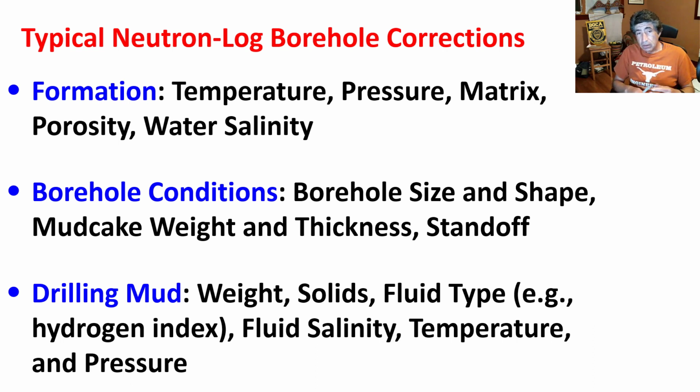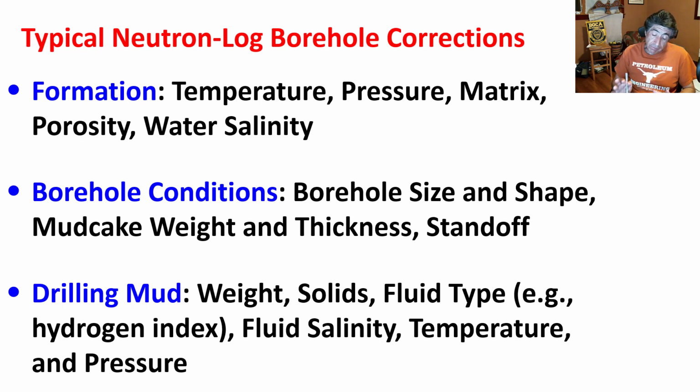Of course, there are many conditions in the formation that affect neutrons, and those are temperature, pressure, the good ones are matrix, porosity, water salinity, presence of chlorine. Okay, but borehole conditions: borehole size, borehole shape, mud cake weight, thickness, tool standoff, separation of the tool with respect to the borehole wall, and then the kind of mud, the weight, the types of solids, whether the solids have any hydrogen or chlorine, the fluid type, whether it's OBM, it has a hydrogen index, whether it's water-based, the salinity, the temperature, and the pressure. All of these corrections, many of them, have to be applied to the neutron logs.